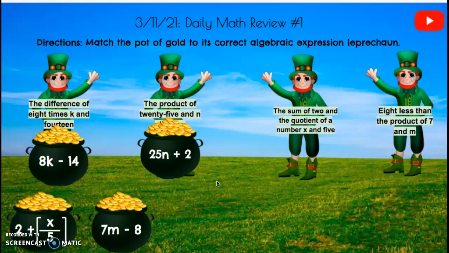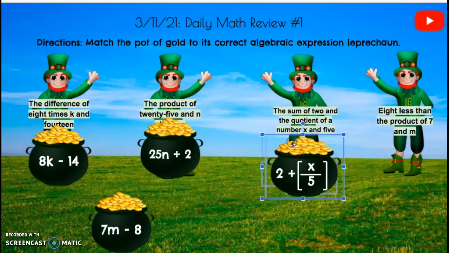The sum of 2 and the quotient of a number x and 5. So the sum, oh, here's the sum of 2, yes. And the quotient, yes, we have the quotient of a number x and 5. So it is going to be this pot of gold.